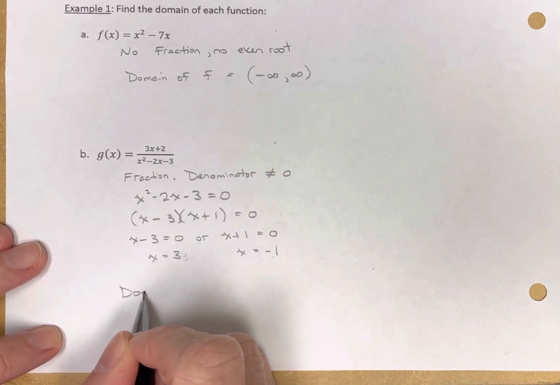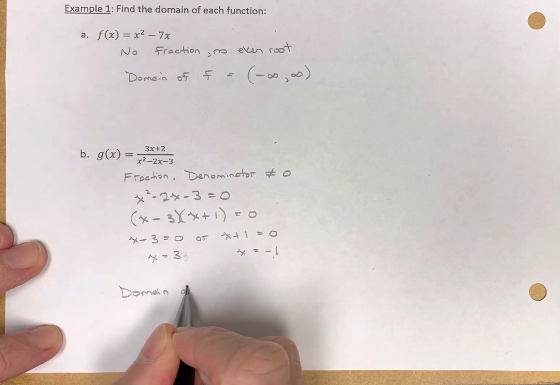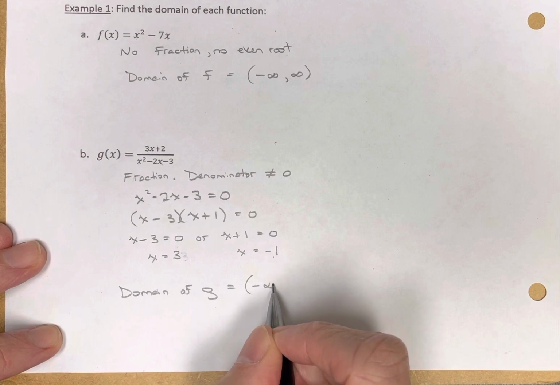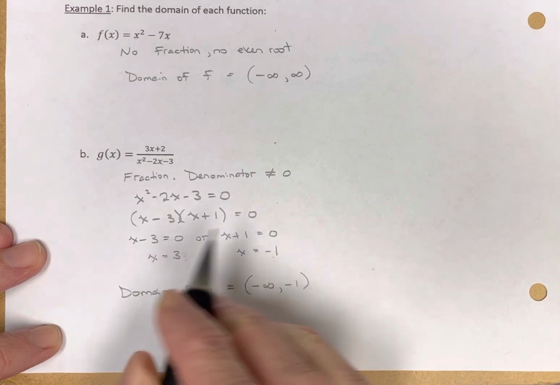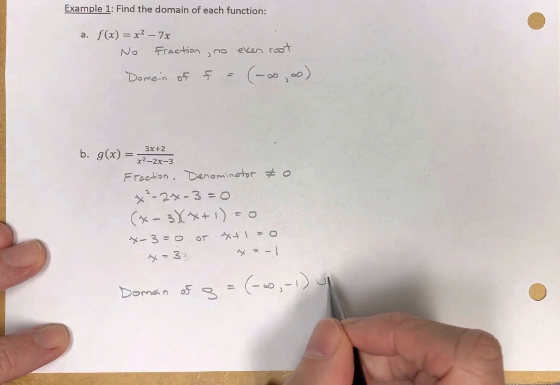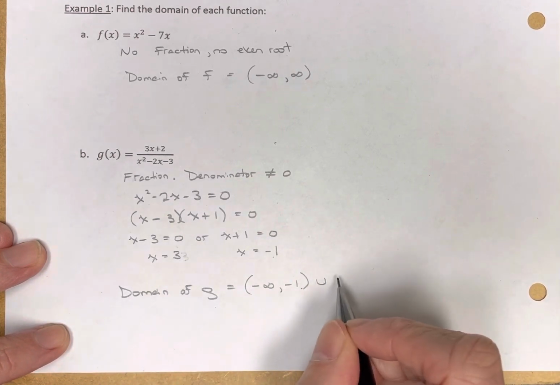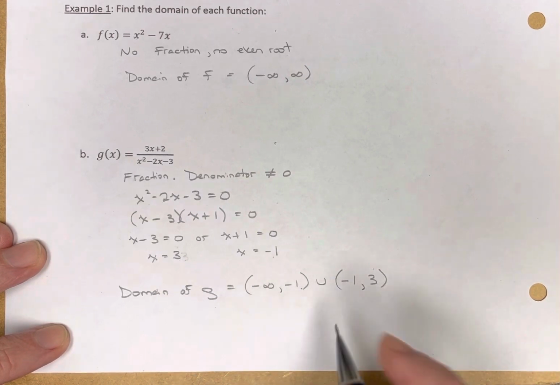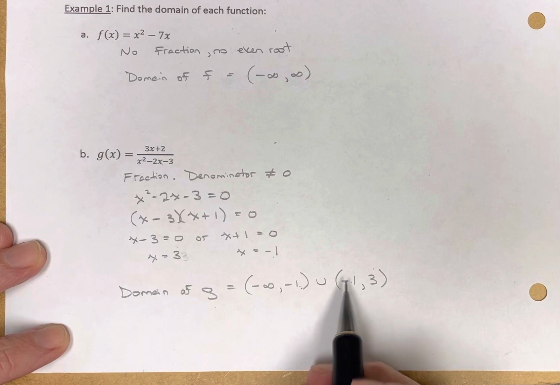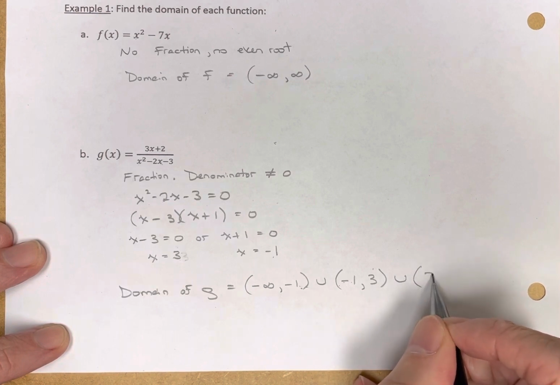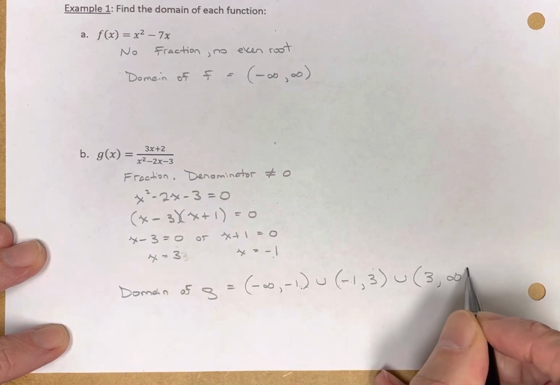So our domain of our g function is, well, we can go from negative infinity all the way to negative 1 as we work our way left to right along the x-axis. And then we union that. We can't include negative 1, but we union that with negative 1 up to 3. Again, this is a way to show us negative 1's not included. Open parenthesis, negative 1 is not included. And then again, we union, and we can go from 3 all the way to infinity.